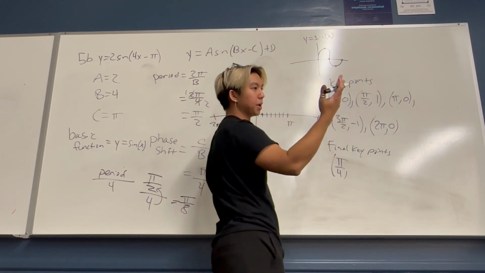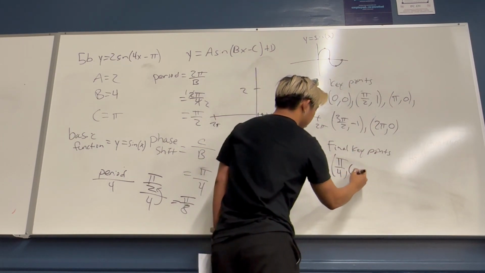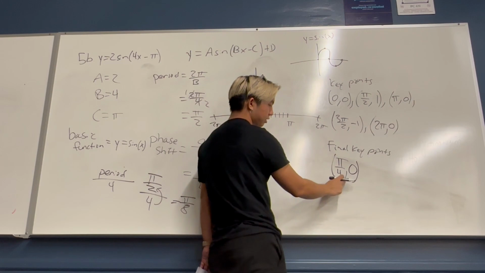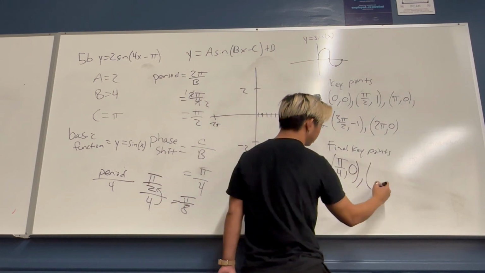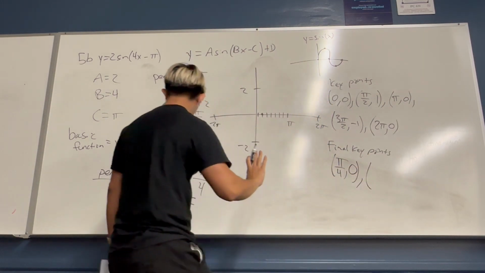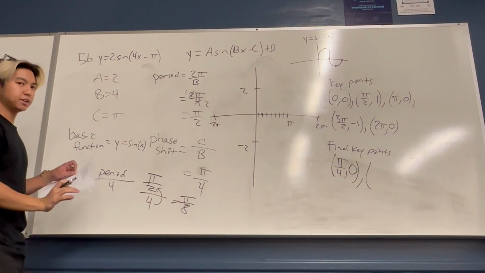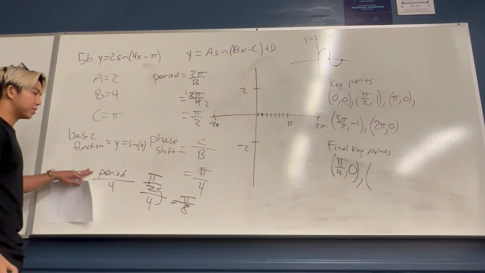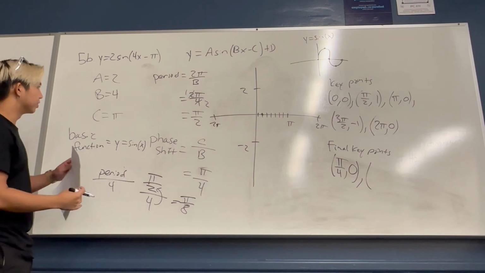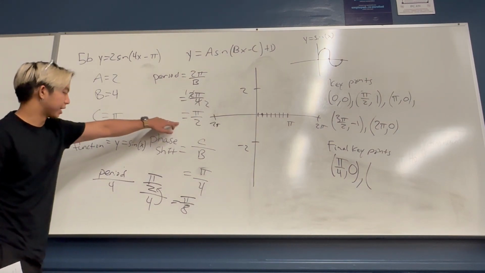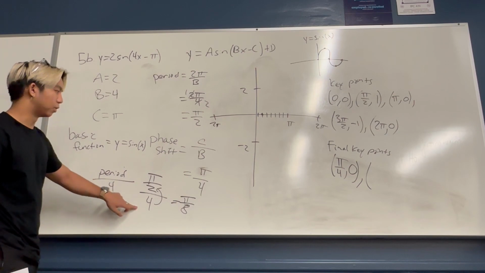So 0 times 2 is what? 0, right? So our first coordinate here is pi over 4, comma 0. Second set of coordinates, right? So I did it here already, but basically to find our next intervals, we have to divide the period over 4. So we found that our period here was what? Pi over 2, right? So pi over 2 divided by 4.